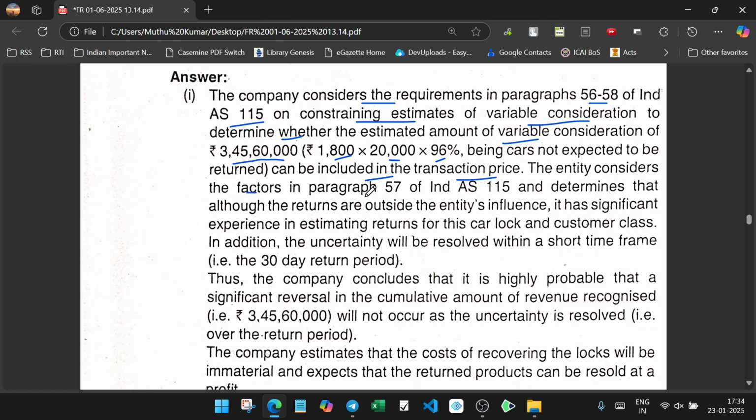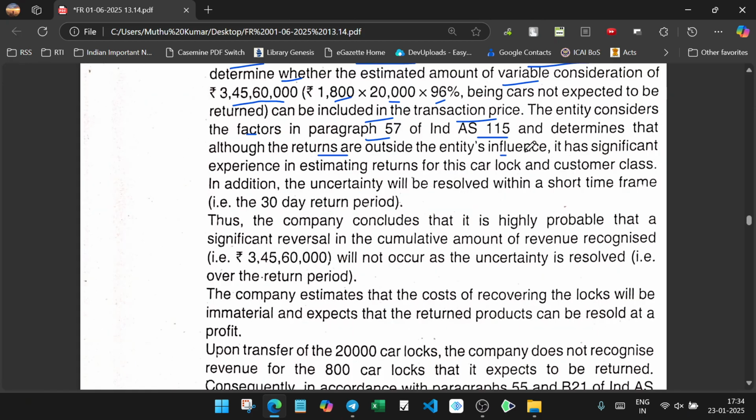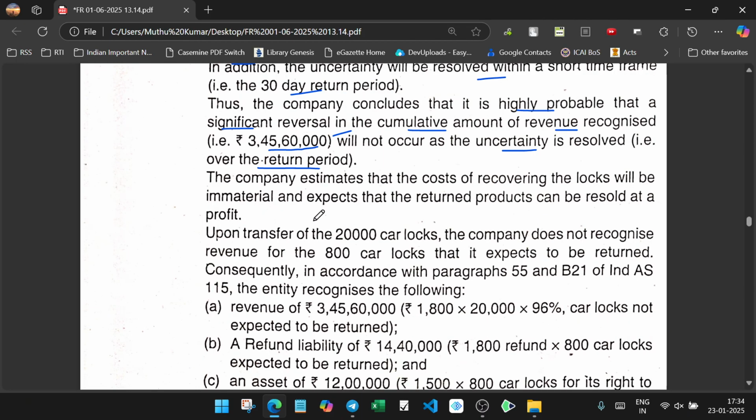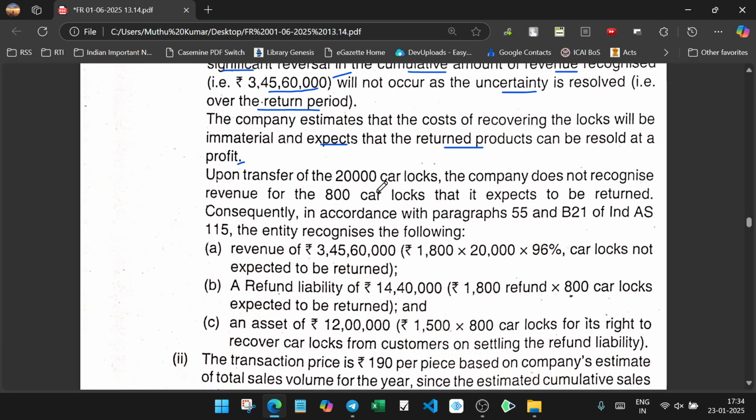The entity considers the factors in paragraph 57 of Ind AS 115 and determines that although the returns are outside the entity's influence, it has significant experience in estimating returns of car locks and customer class. In addition, the uncertainty is resolved within a short time, the return period of 30 days. The company concludes that it is highly probable that a significant reversal of the cumulative amount of revenue recognized, 3,45,60,000, will not occur as the uncertainty is resolved over the return period. The company estimates the cost of recovering the locks will be immaterial and expects returned products can be resold at a profit.